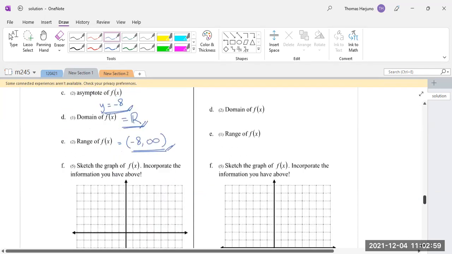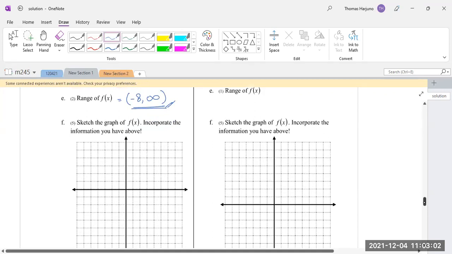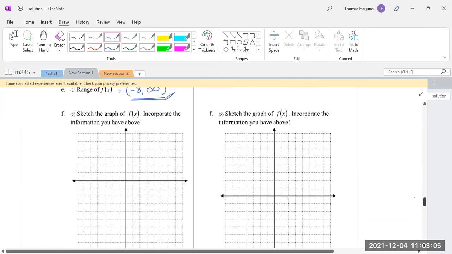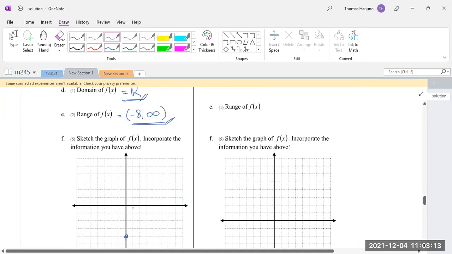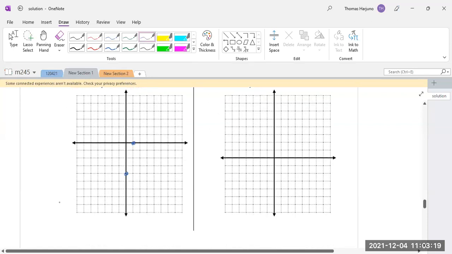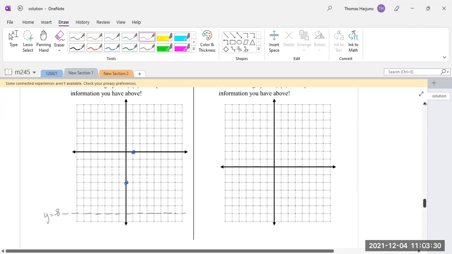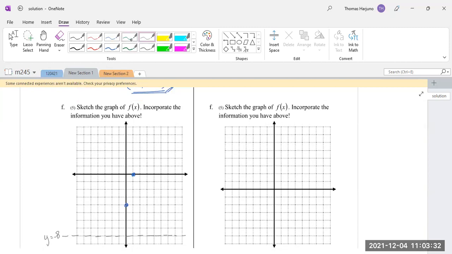Now sketch the graph. The y-intercept is (0, -4). The x-intercept is (1, 0). The horizontal asymptote is y equals -8. Now, three important coordinates. The base is 2, so originally (0, 1), (1, 2), (-1, 1/2).